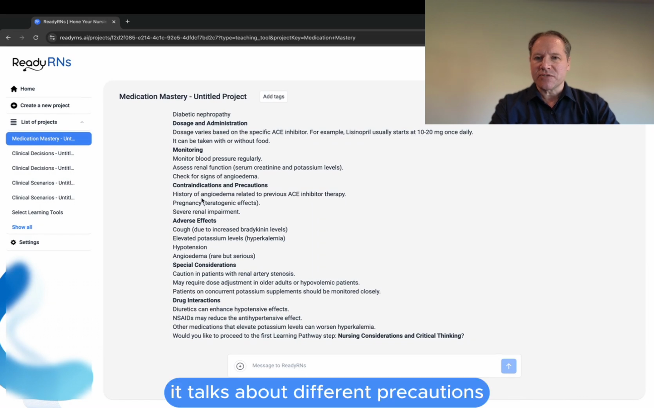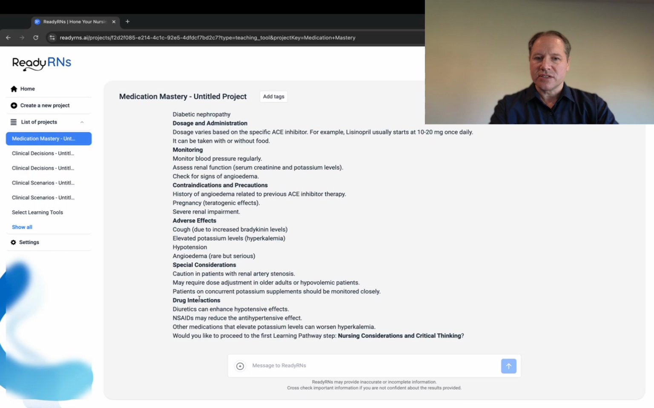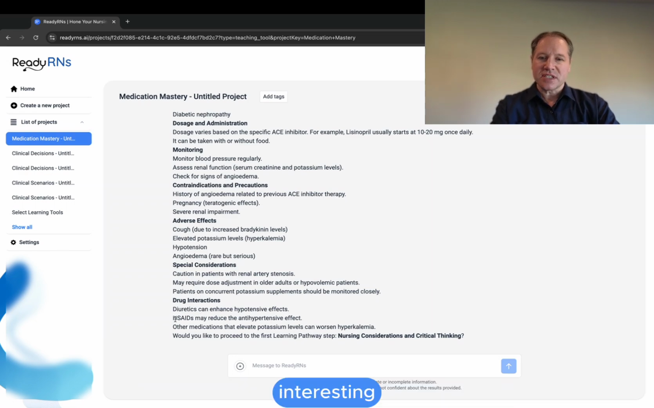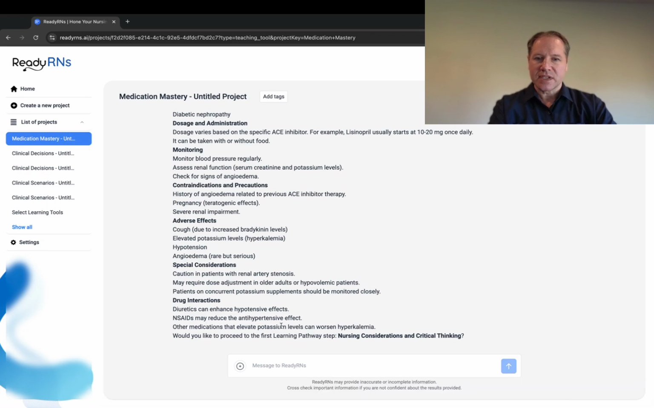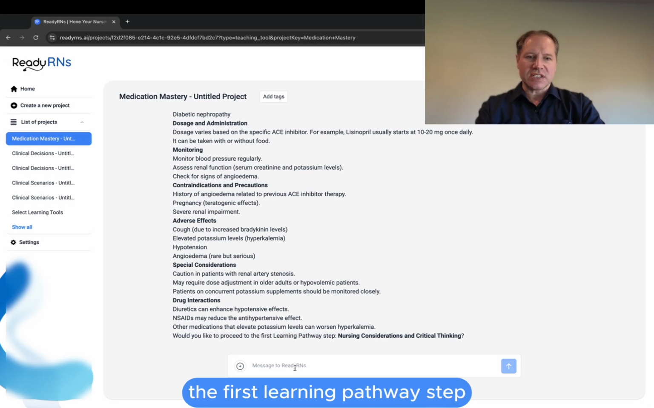It talks about different precautions. One in particular is severe renal impairment. Some normal things you might see are cough, elevated potassium levels, hypotension, angioedema, and caution in some of these. And here are some of the drug interactions. Interesting. NSAIDs may reduce the antihypertensive effect. Fascinating. All right. So it says, would you like to proceed to the first learning pathway step?